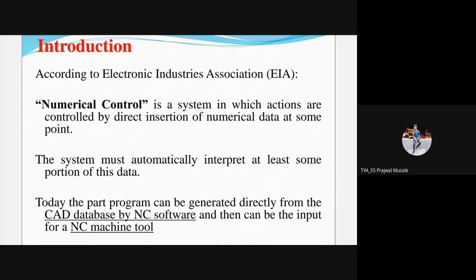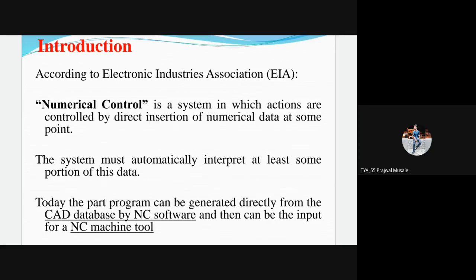that will be followed by the machine. Today the part program can be generated directly from the CAD database by NC software. A lot of NC softwares are also available, working according to CAD data. Now what is CAD data? CAD data is nothing but the object directly, a 3D object, according to the requirement.